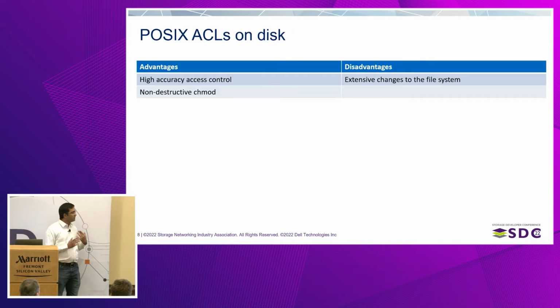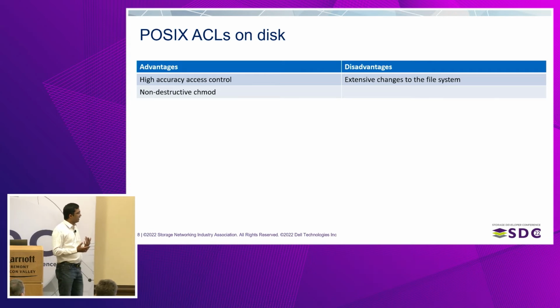So now these are trade-offs of putting it directly on disk. You get very high accuracy access control because you now have the ACL directly on disk. You can actually do proper POSIX ACL chmod because you have the mask case on disk. The major disadvantage is that extensive changes are required in the file system, right?